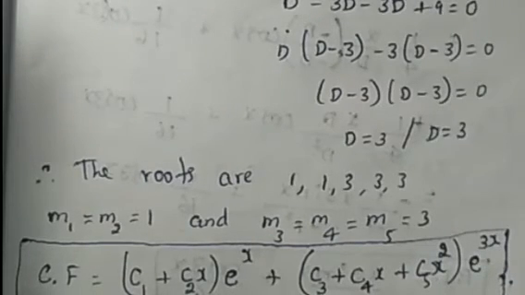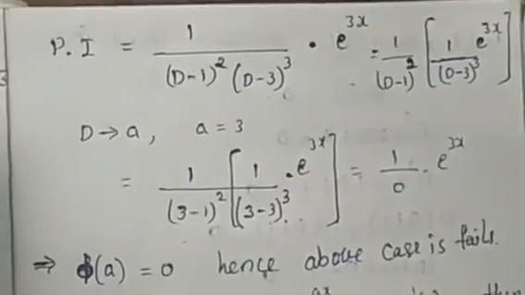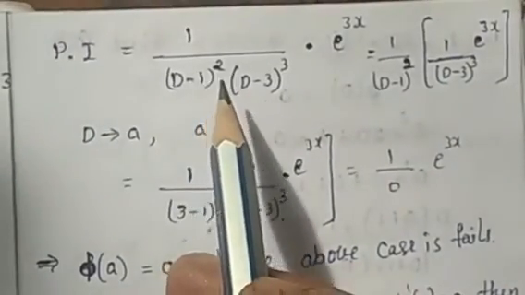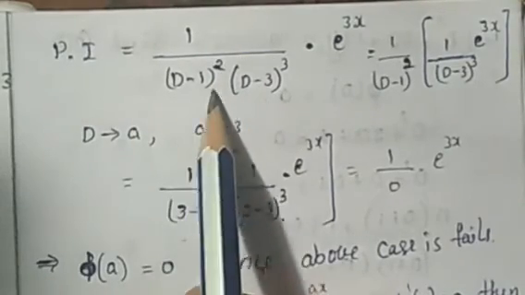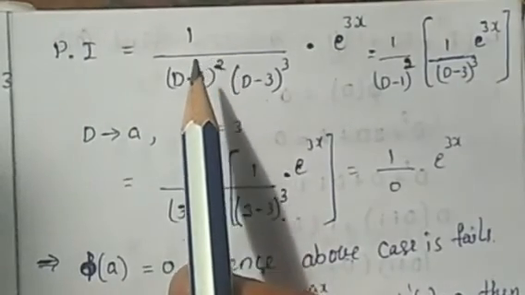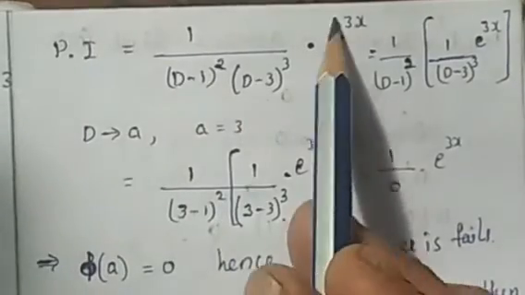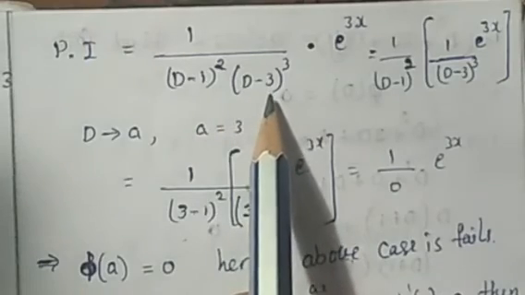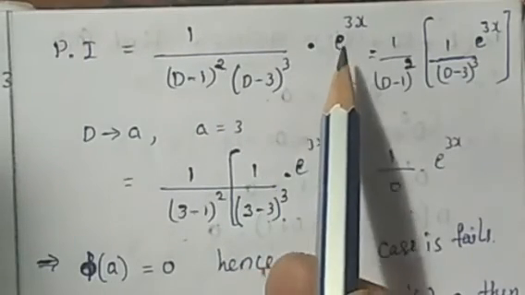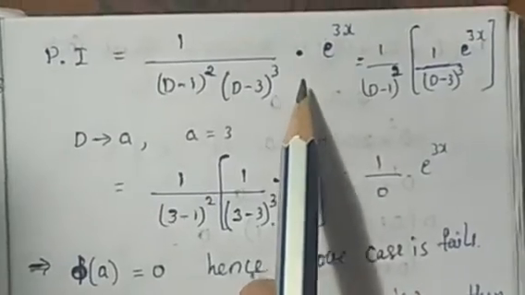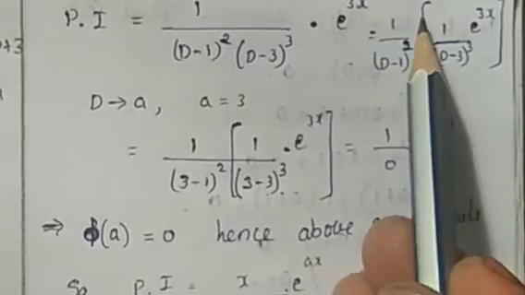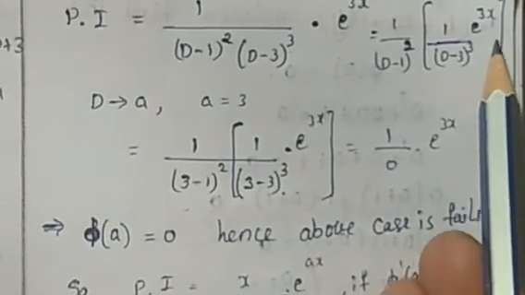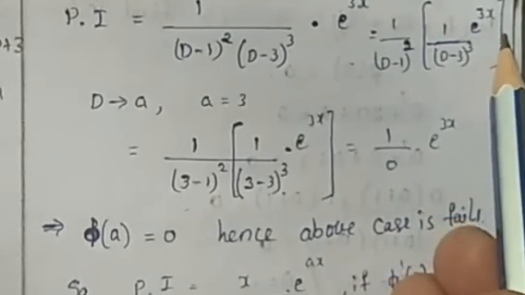So next we find the particular integral. The particular integral is equal to 1 by (D minus 1) whole square... this is the PI of D. The particular integral formula is 1 by PI of D into f of x. Here PI of D is (D minus 1) whole square into (D minus 3) whole cube, with e power ax. So in the next step I write it as 1 by (D minus 1) whole square into 1 by (D minus 3) whole cube into e to the power 3x.